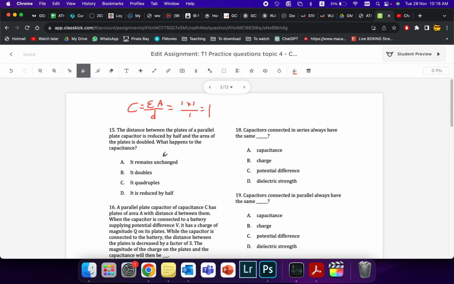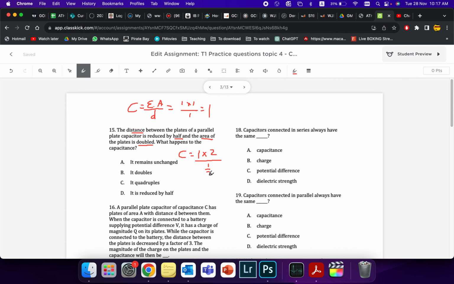This is the formula. If I made everything 1, 1 times 1 divided by 1, that will just give me 1. But what I'm going to do is change the distance and the area, because what it says here is the distance is reduced by a half and the area is doubled. So C equals epsilon naught, I know it's 8.85 and all of that, I'm just going to call it 1, multiplied by the area, doubled, which I will call 2.